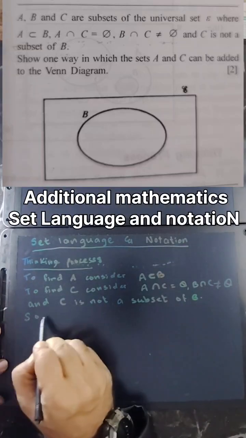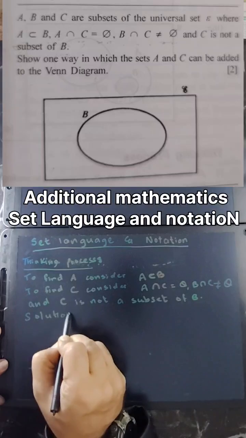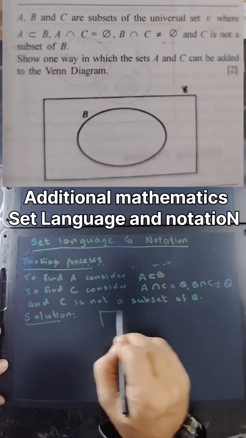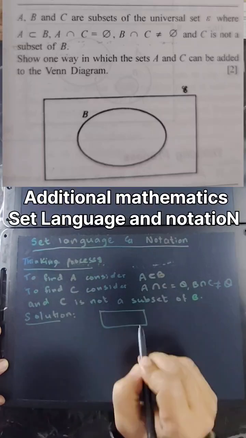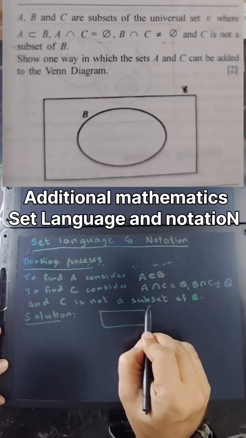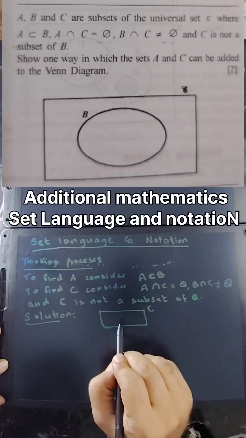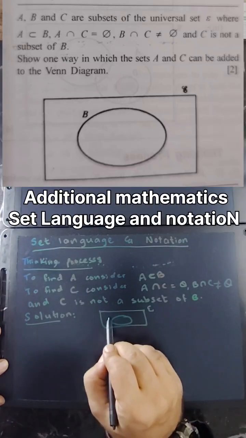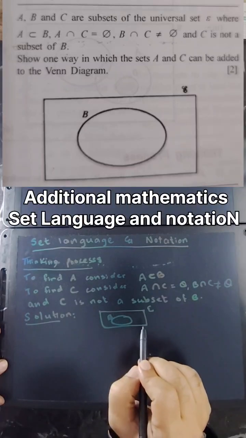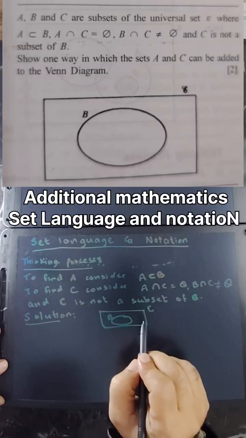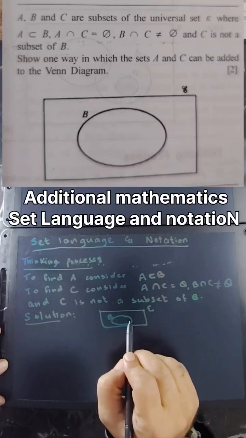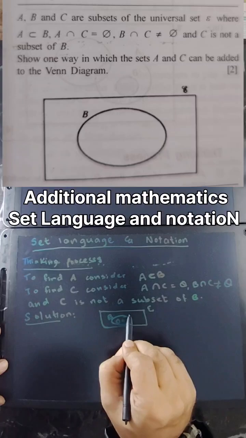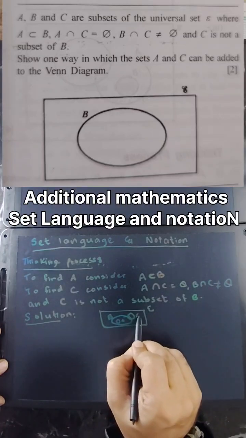Okay, let's talk about the solution now. The diagram will be given like this. This is our universal set, and this one is B. So we have to find where we need to draw A and C. Our A is here, and C is intersecting with B here.